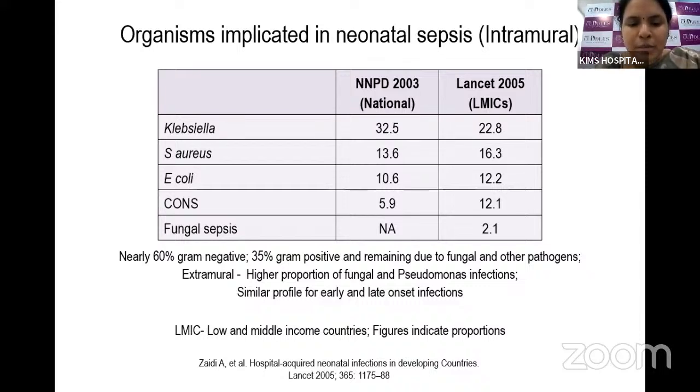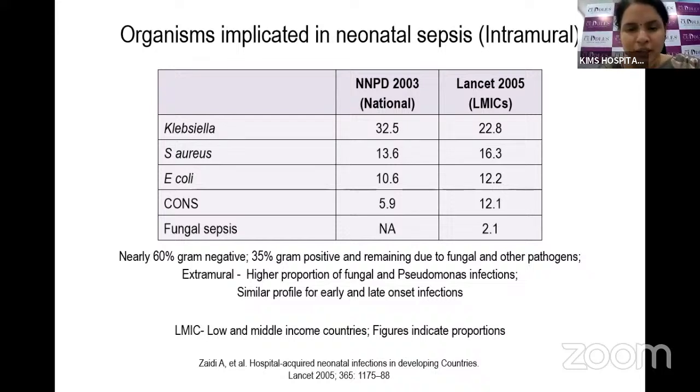So up to 60% of the bacteria that are isolated from blood, CSF, and urine cultures tend to be gram-negative, and up to 35% of isolates tend to be gram-positive, and the remaining small proportion is accounted for by the fungal and other pathogens. So 2/3 gram-negative and 1/3 gram-positive is what we often see in low middle income countries. And this is also true for the Indian subcontinent.